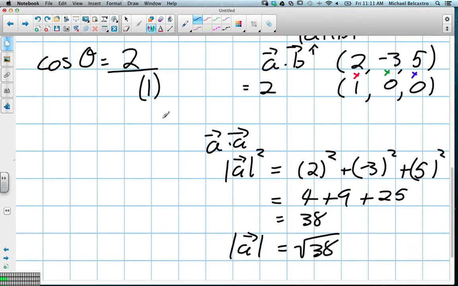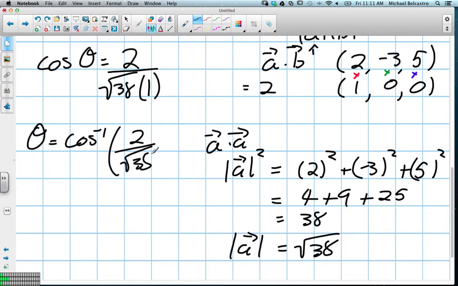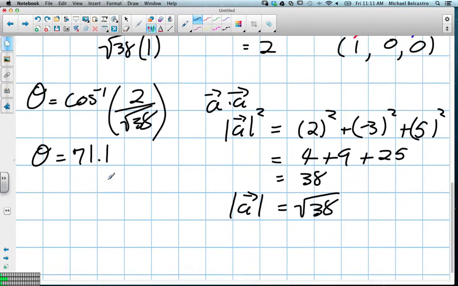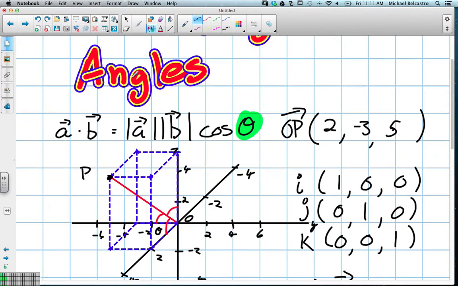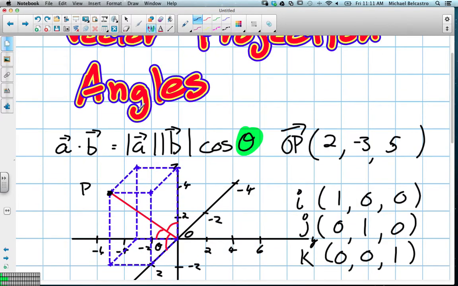So we go back up. Theta will be the cos inverse of 2 divided by root 38. I'm going to ask one of you to help me out with that. The calculator on the computer is slow. 71.1. Excellent. So 71.1 degrees is the angle that our projection vector makes with the x-axis.